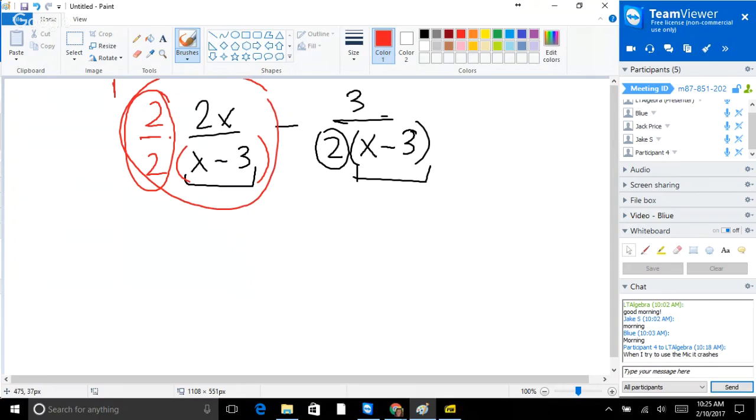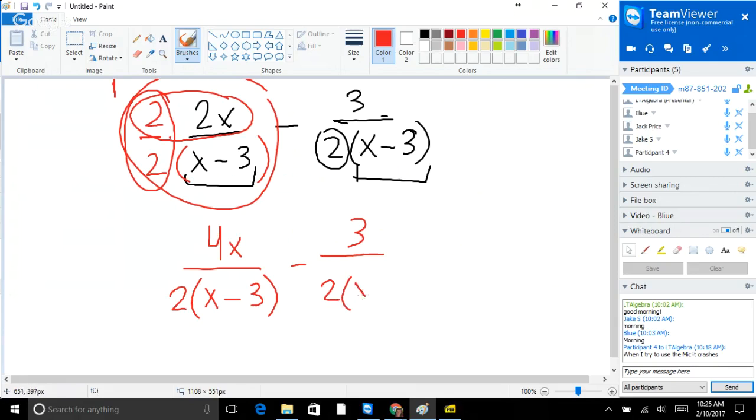So this becomes 2 times 2x, so 4x. And the bottom becomes 2 times x minus 3, minus 3 over 2 times x minus 3. So now I have the same denominator. So it's 2 times x minus 3. And the top is 4x minus 3. So question, can I cross out 2 and 4 like that?